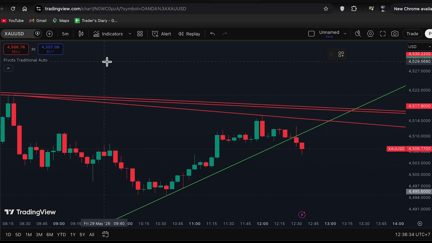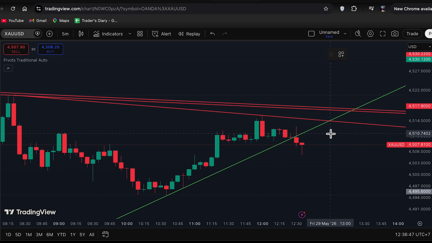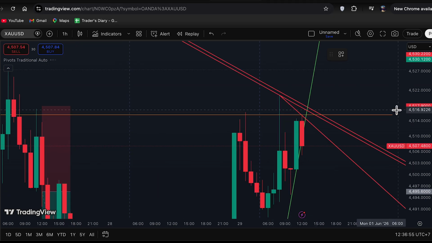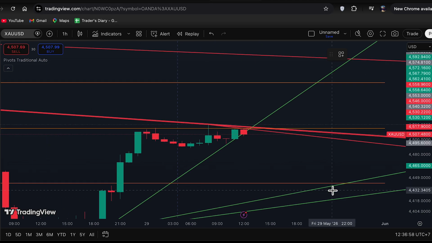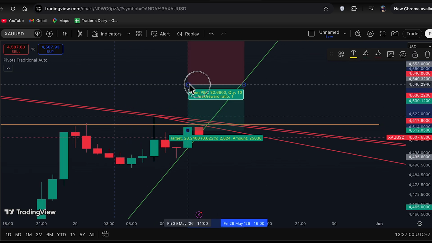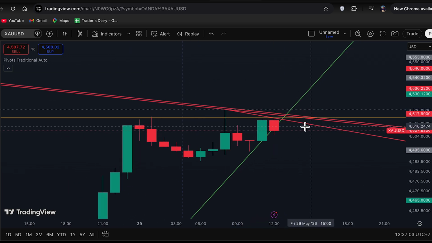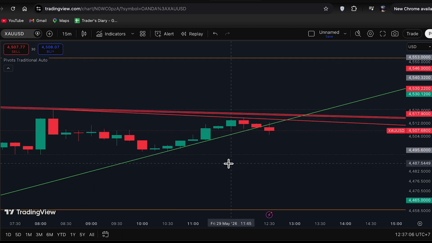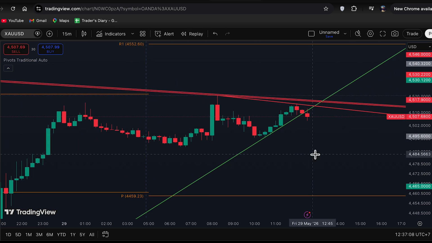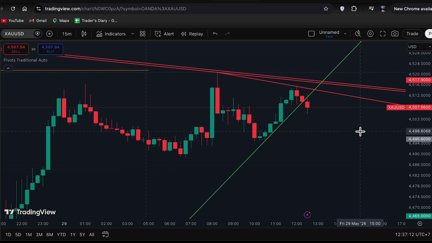Well, actually, the red candle closed below the top, the trend line. So this red candle closed below this trend line. So this is an entry signal. This is the 15 minutes time frame.